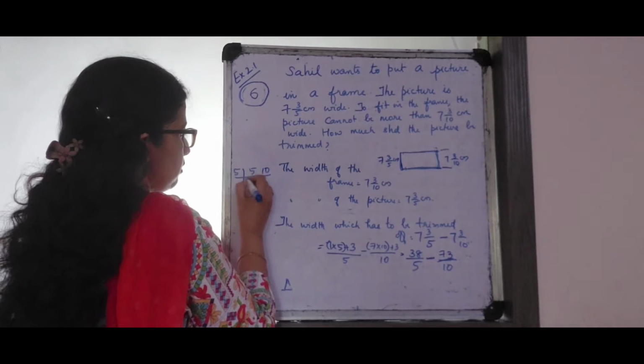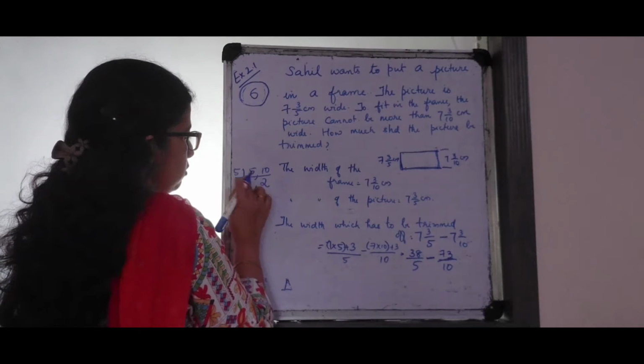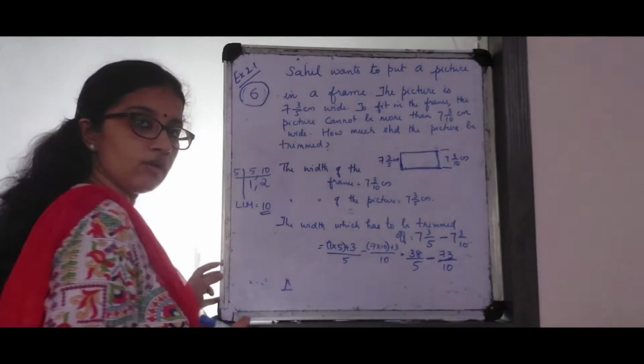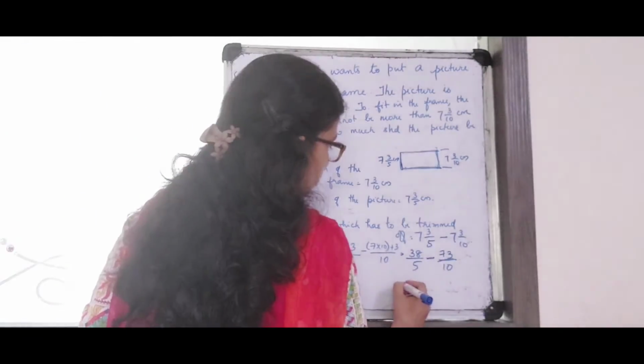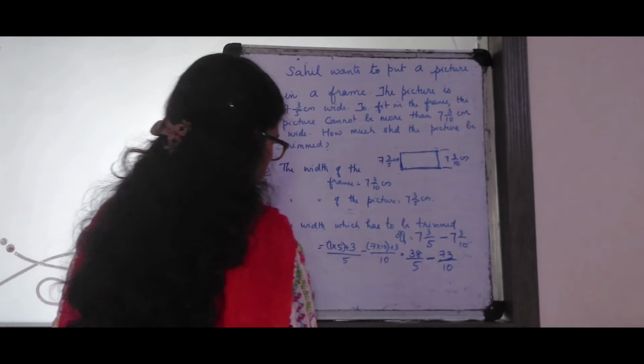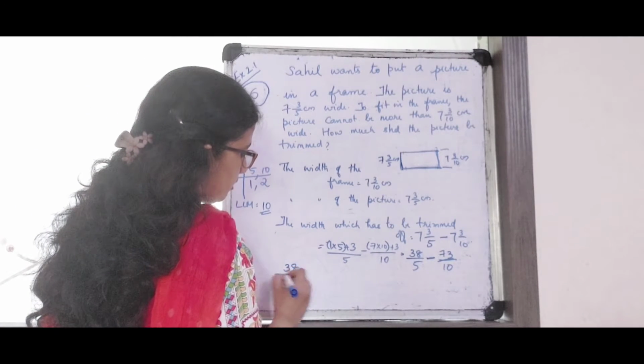We write 5 first: 1 five is 5, 2 fives are 10. So the LCM is equal to 5 into 1 into 2, which is equal to 10. Okay, so we'll write 10 here. So how can this 38 by 5 be written?